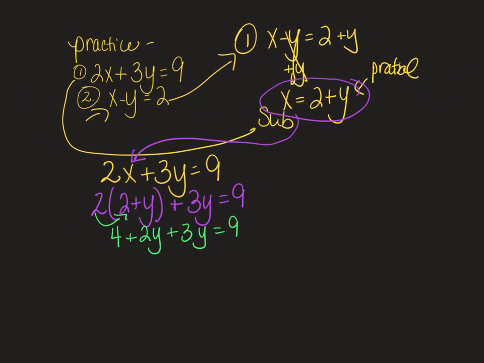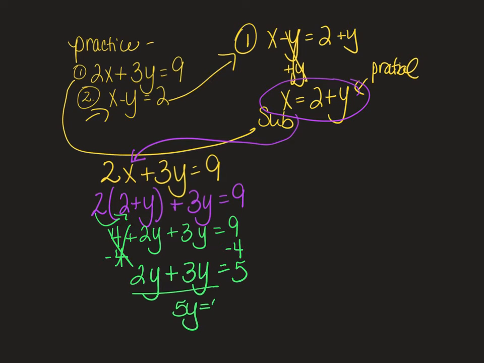Stay with me. Now, I'm going to take this 4 over through its inverse operation, which cancels. That gives me 2y plus 3y equals 9 plus a negative 4, or 9 minus 4. You're going to get 5. Okay? Then I'm going to combine my like terms, which gives me 5y equals 5. Divide both sides by 5. So y is going to equal 1.